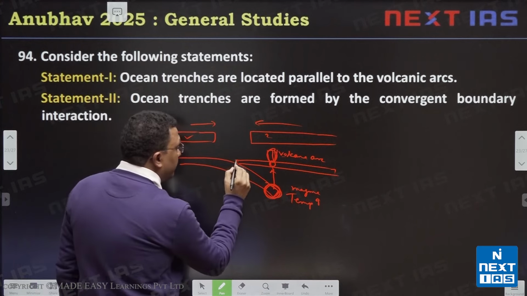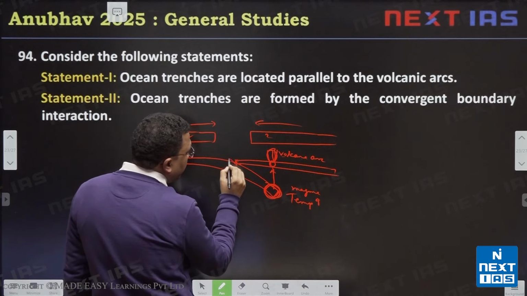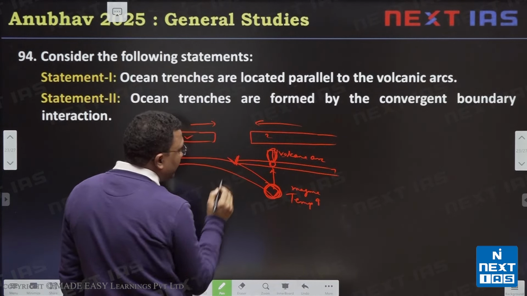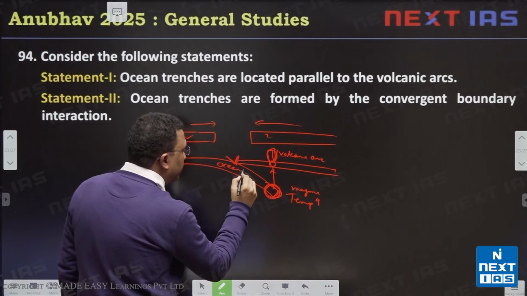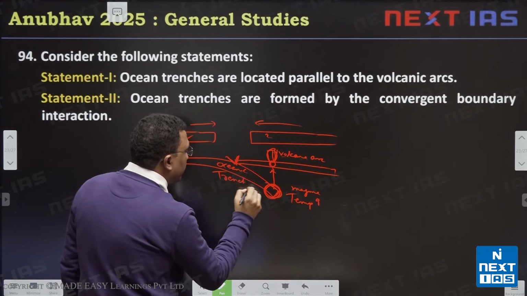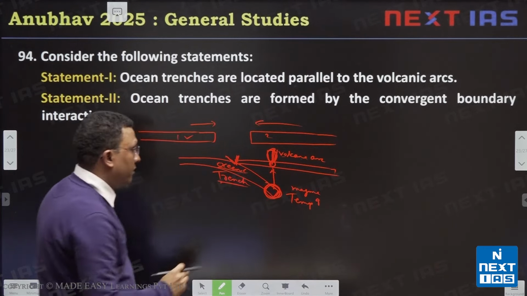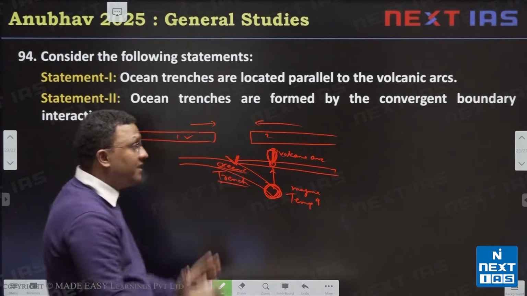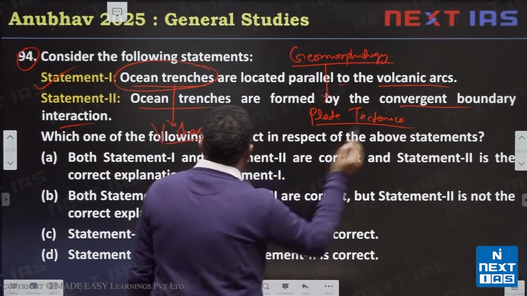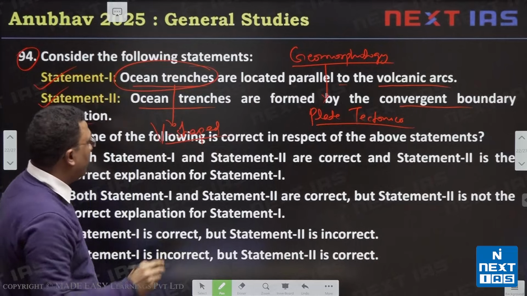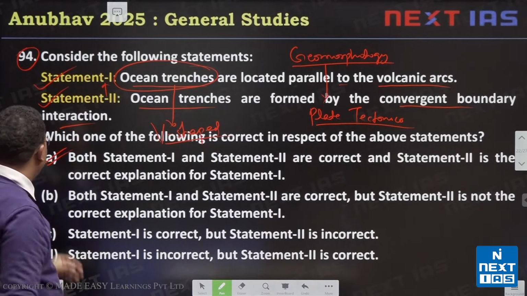Now what is happening here near the subsidence, near the convergent boundary interaction? Here a V-shaped depression gets created, and this is what gets transformed in the form of an oceanic trench, right? So here an ocean trench is formed and here a volcanic arc is formed. They will always be located parallel to each other, right? So the second statement, ocean trenches are formed by convergent boundary interaction, is also correct, and this is the reason for statement 1, right? So the correct answer here is A.